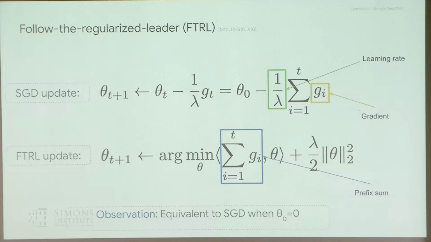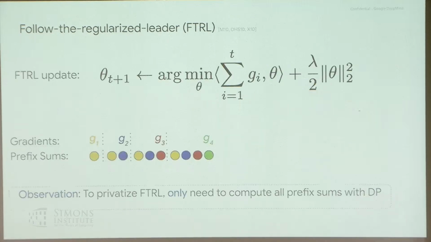Since I'm talking about gradients, these are adaptive streams: you compute the next gradient based on the previous ones. The results I'm going to tell today will work on adaptive streams, but why they work on adaptive streams, I will push under the rug. So in FTRL, you have gradients and you want to compute the prefix sum of the gradients. As I already said, to privatize FTRL, I only need to compute all the prefix sums with DP.